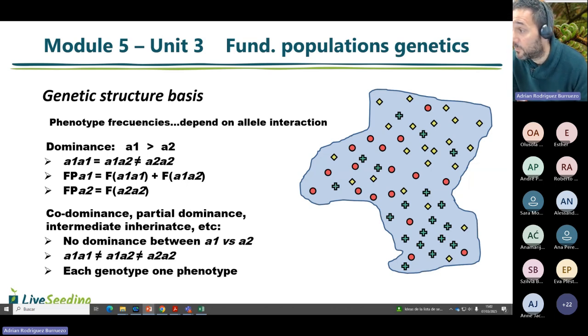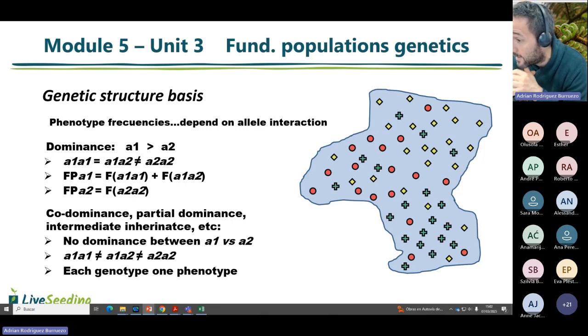The phenotype of the A1 individuals will be the same as the phenotype of the heterozygous. So the total frequency of the phenotype A1 will be the sum of the frequency of genotypes A1A1 plus the frequency of genotypes A1A2, while the frequency of phenotype A2 will be just the frequency of the homozygous genotype A2A2.